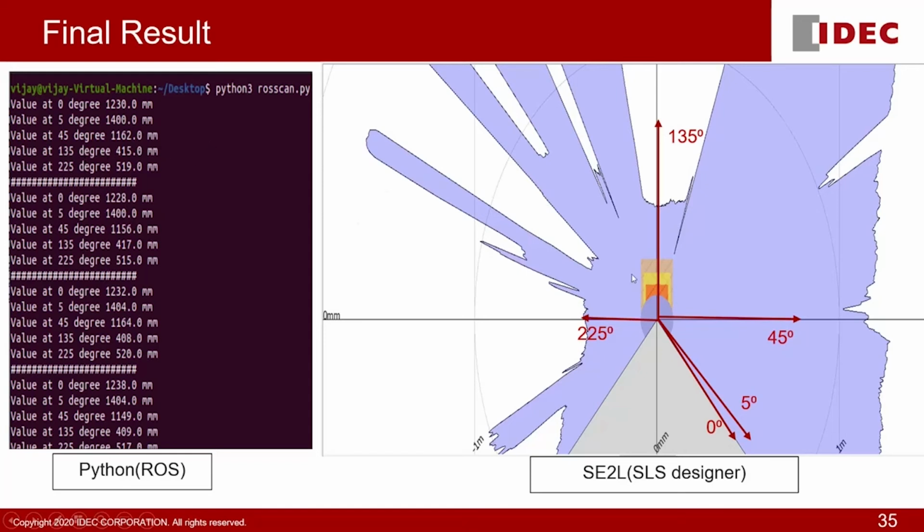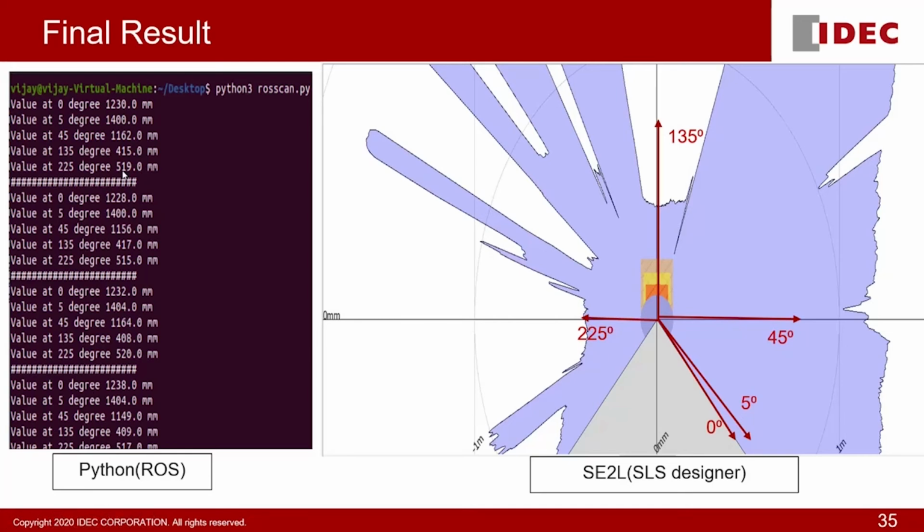Then you can see for 135 degree, this is for 1 meter, it is quite less than 0.5 meters, so that's why we are getting a reading of 415 mm. Just correlate with the 225 degrees as well, it's nearly 500 mm, that is 519 to be specific.